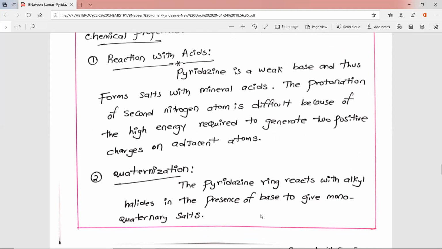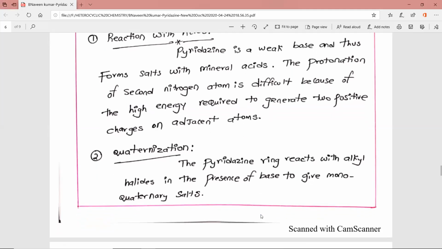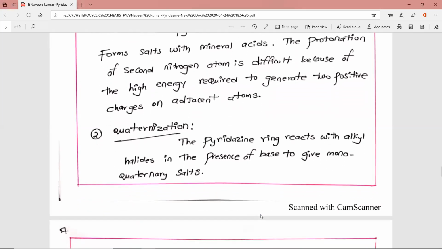Then the protonation of the second nitrogen atom is difficult because of the high energy required to generate the two possible charges on adjacent atoms. That means we can protonate only one nitrogen atom in the ring, because as the two nitrogen atoms are adjacent to each other, it is not possible to protonate both the nitrogen atoms, because high energy is required to generate two positive charges on the adjacent atoms, that is 1,2 positions. So quaternization.